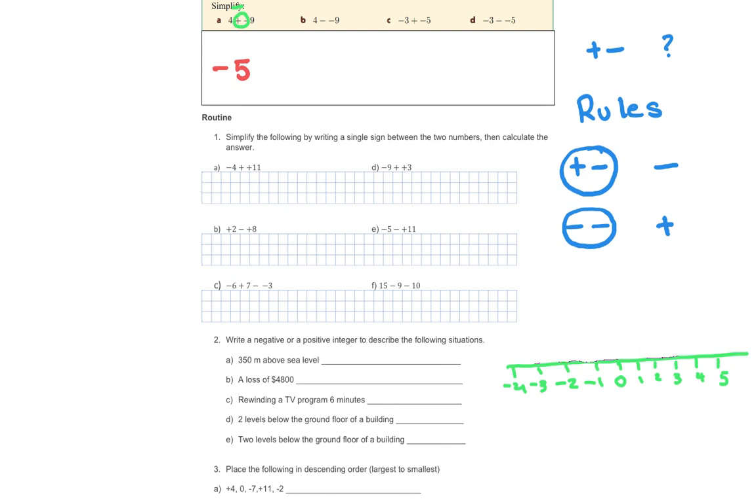So I've got 2 signs next to each other. Now that's a bit confusing. So I'm going to circle the 2 signs. I've got 2 negative signs, so I follow this rule here and I write a plus. So it becomes 4 plus 9, which I know from my counting is 13.